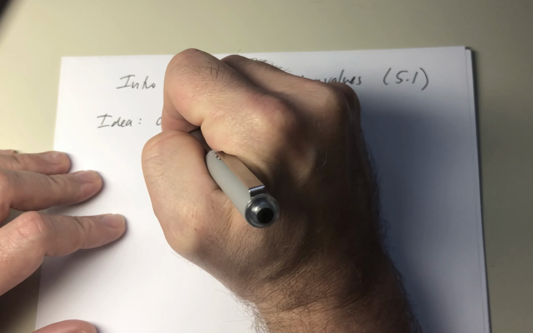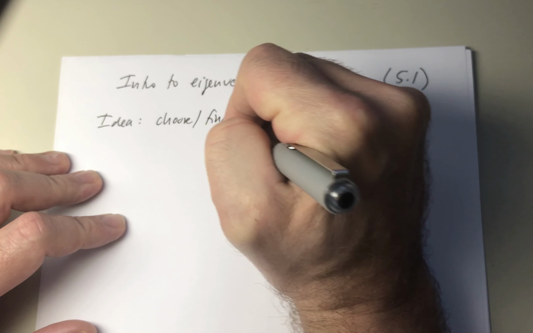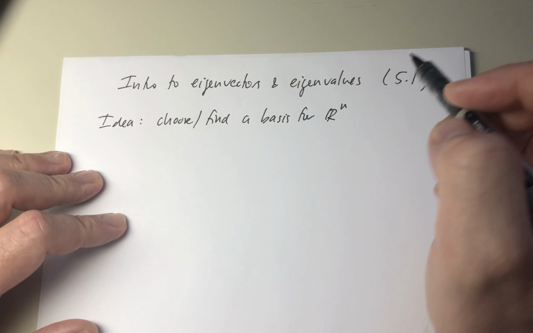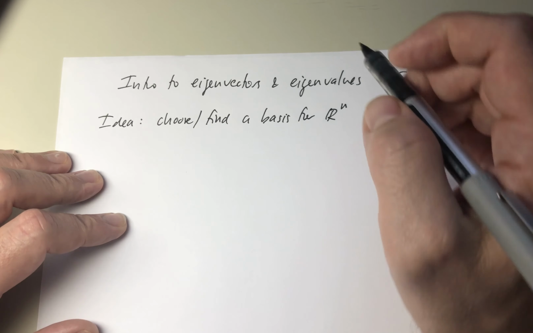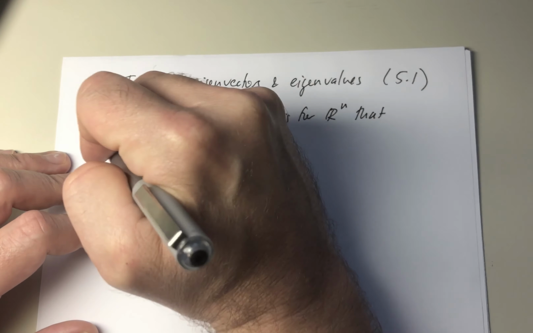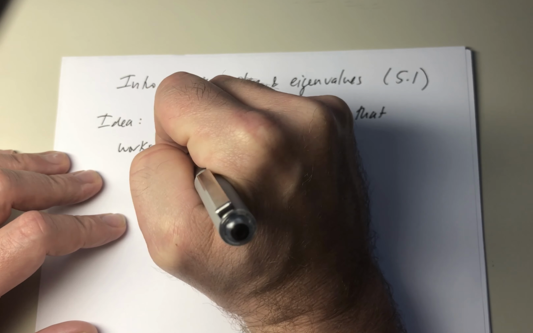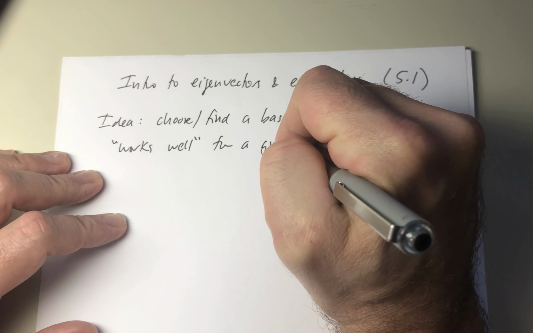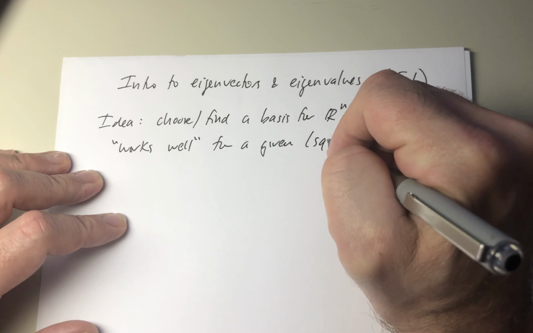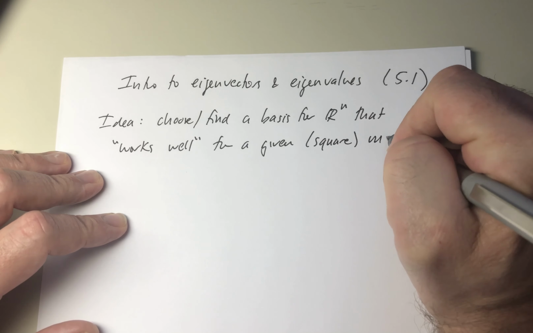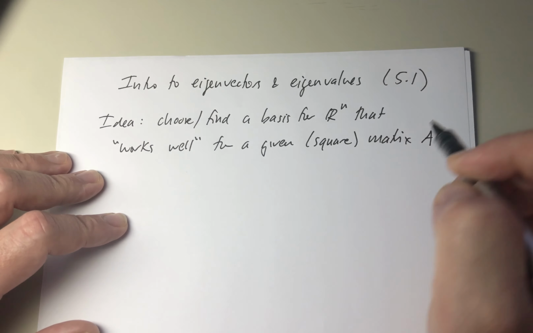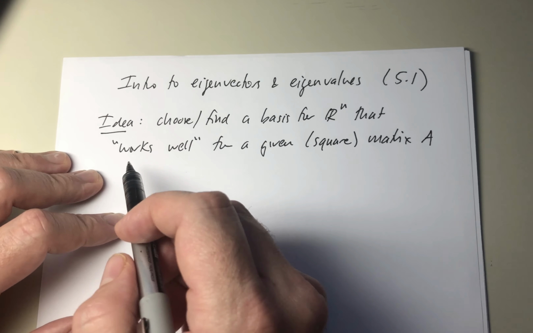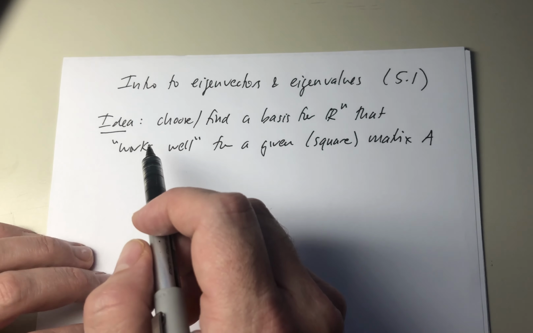So maybe I'll give you a rough idea, a bird's eye view here, is that we want to choose, or say find, a basis for Rn, right? Bases are something that we've been talking about. You want to choose or find a basis for Rn that works well for a given matrix, let's say a square matrix n by n. That's a very loose statement here, but we'll make this more precise as we move forward. Let me give you an example.